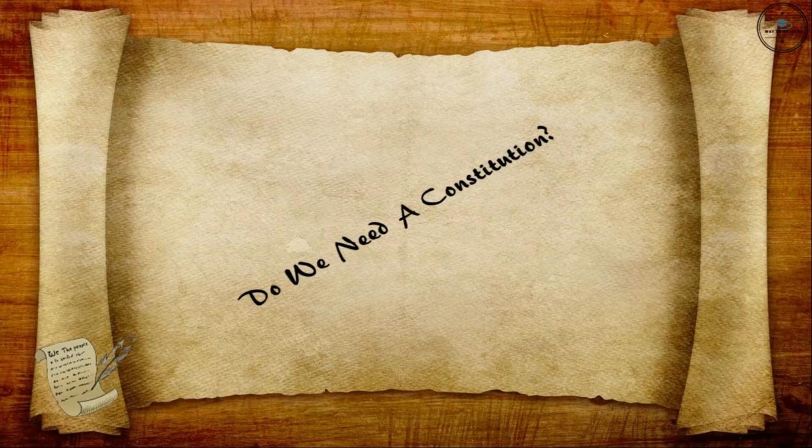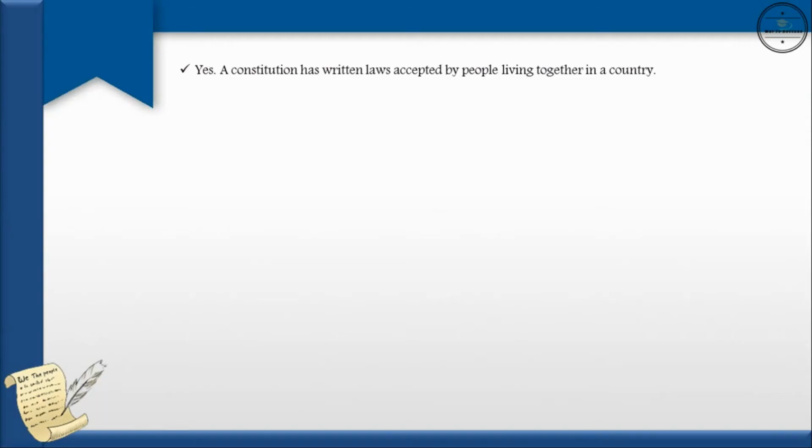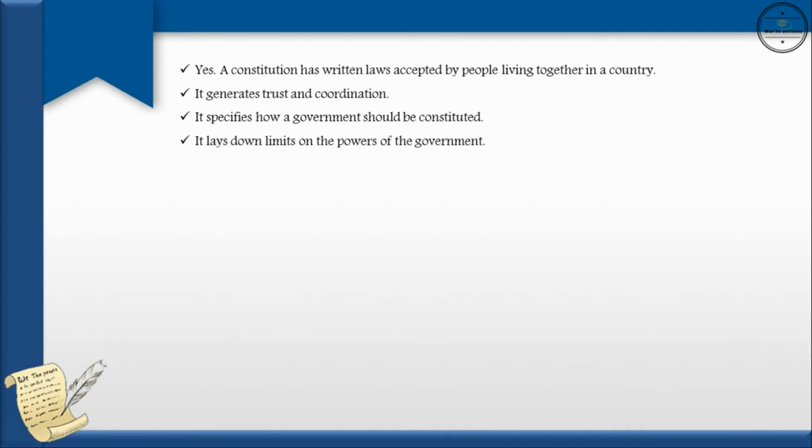Do we need a constitution? Yes. A constitution has written laws accepted by people living together in a country. It generates trust and coordination. It specifies how a government should be constituted. It lays down limits on the powers of the government. It expresses the aspirations of the people about creating a good society.